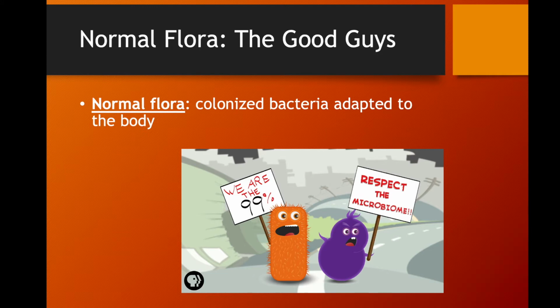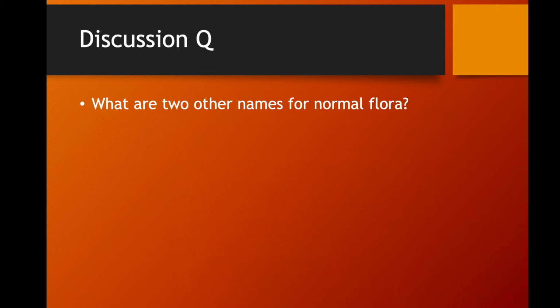So let's start with the good guys, normal flora. These are colonized bacteria adapted to the body. And this picture gives you an idea of what we're talking about. There's a lot of emerging research talking about the benefits of normal flora, and that's in large part what these slides are going to be talking about. A great exercise for you is to think about other names for normal flora. This is not just a good practice for you, but also very important in setting yourself up for the rest of the semester in this course.